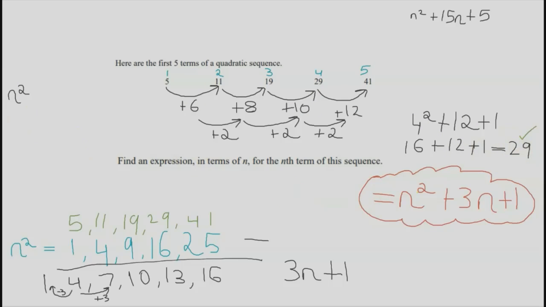And if it's not right, you might want to go back and specifically check whether you may have subtracted the wrong way around. You might have done the n squared minus the actual terms themselves. So just go and check that if you've got it wrong. But yeah, let's move on to the next question.